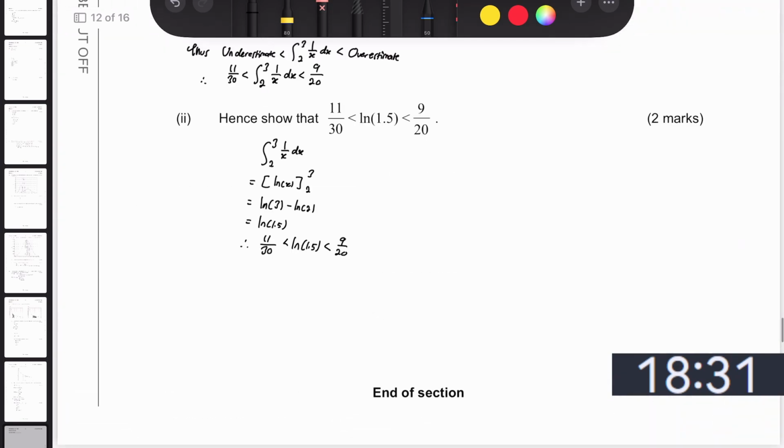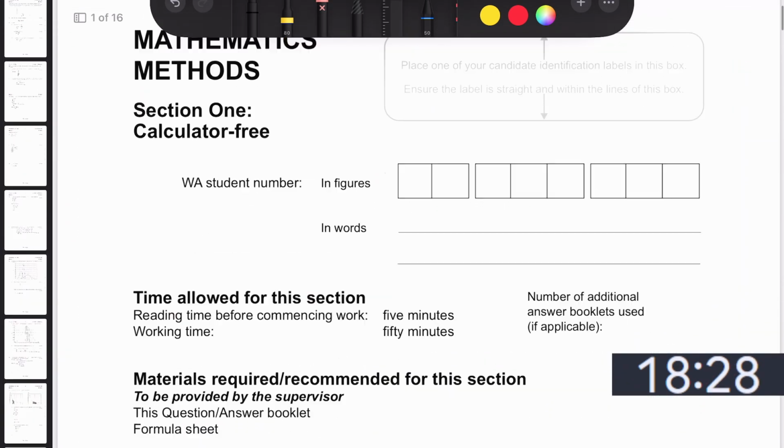It's 3 divided by 2. Oh wait, that was it. Okay, nicely done.